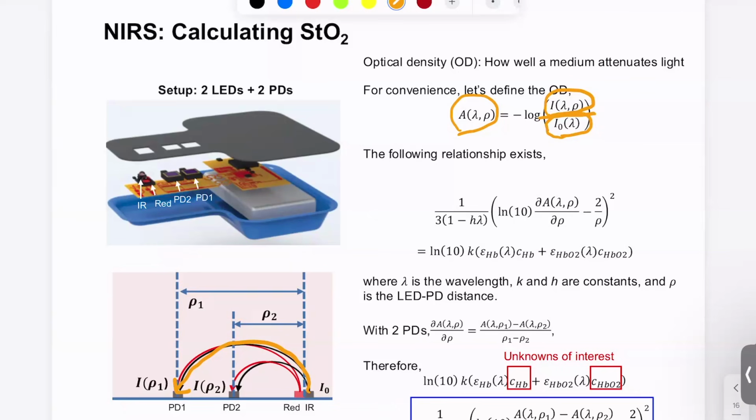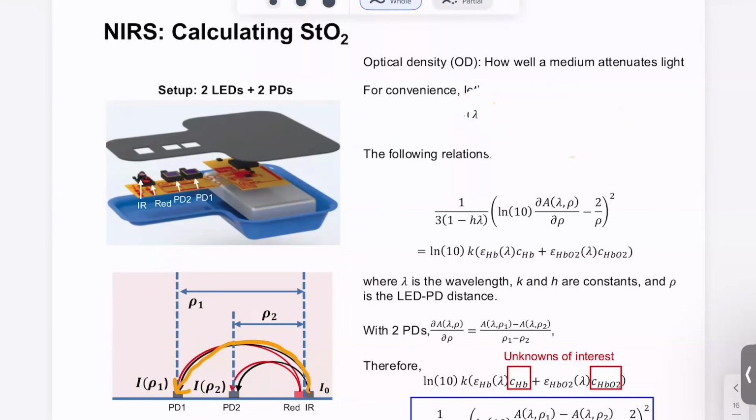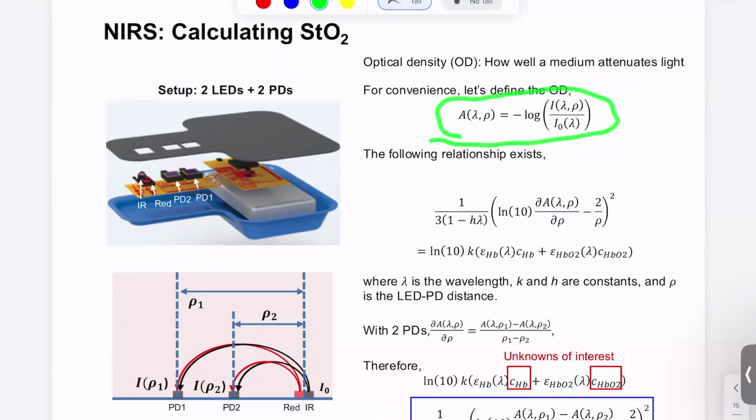So if there's zero loss, what's the optical density? Transmitted light equals incident light. What do we get here? Okay, it's 1 inside the parentheses. Then we take a log. Zero. Yeah, 0. So when optical density is 0, that means there's zero loss when it travels through the medium. But for our tissue, there's loss. So we define the optical density here.